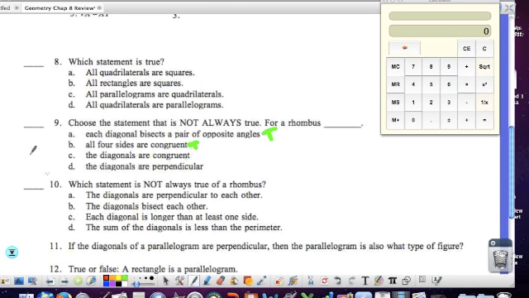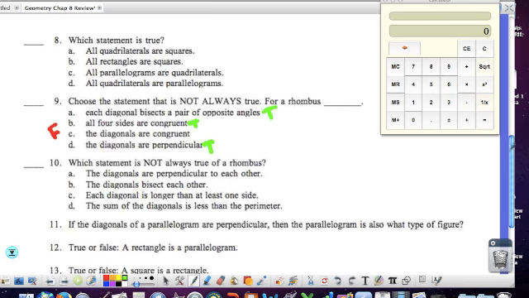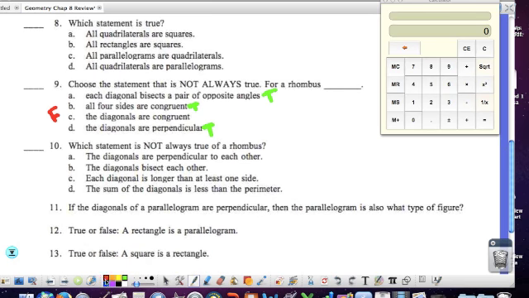That's false. Diagonals are congruent in a rectangle, which would mean if a rhombus is also a rectangle, meaning it's a square, then it's true. But we want the one that is not always true. Diagonals are perpendicular. That is true for a rhombus. So for number 9, the correct answer, the one that is not always true, is C.